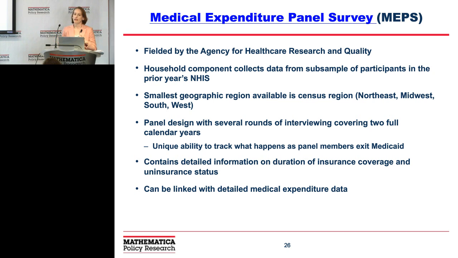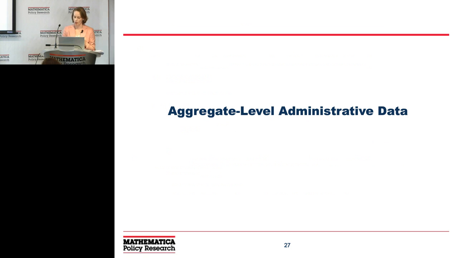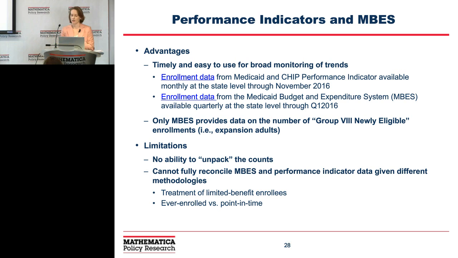So that's the big survey data that is useful to be thinking about when you're looking at state-level estimates or something smaller. We're talking about aggregate-level administrative data. These are the sources that Robin was really drawing on. And the 2 biggest ones are the Medicaid and CHIP performance indicators and the MBES data. This is really timely, and it's easy to use for broad monitoring of trends, which is helpful for people who are trying to keep a beat on how quickly Medicaid enrollment is changing. So again, the performance indicator data are already available through November of 2016. That beats everything else I have talked about or am going to talk about by a long shot.